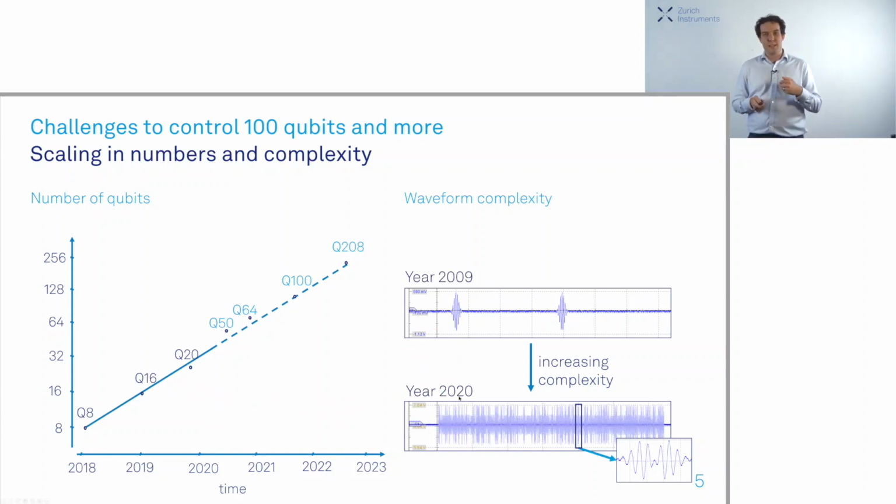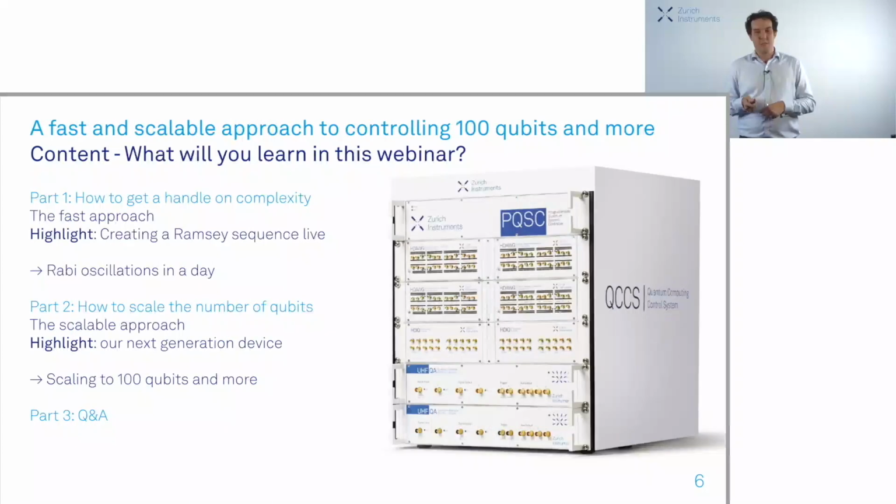And that's exactly the part or the segmentation of this webinar. So in the first part, we will understand and discuss how we get a handle on this complexity. We call this the fast approach. Why is this the case?